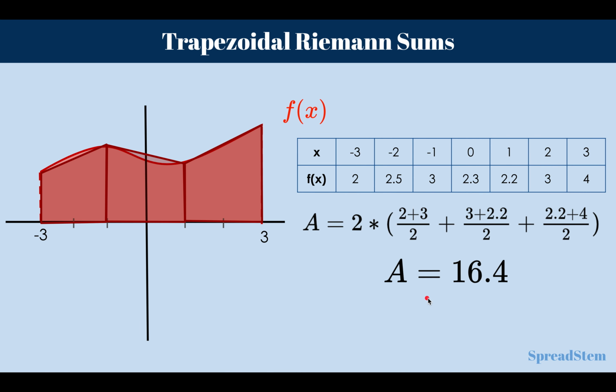So if you watched my other video, we now have 4 methods of approximating area: left, right, and midpoint rectangular sums, and trapezoidal sums.